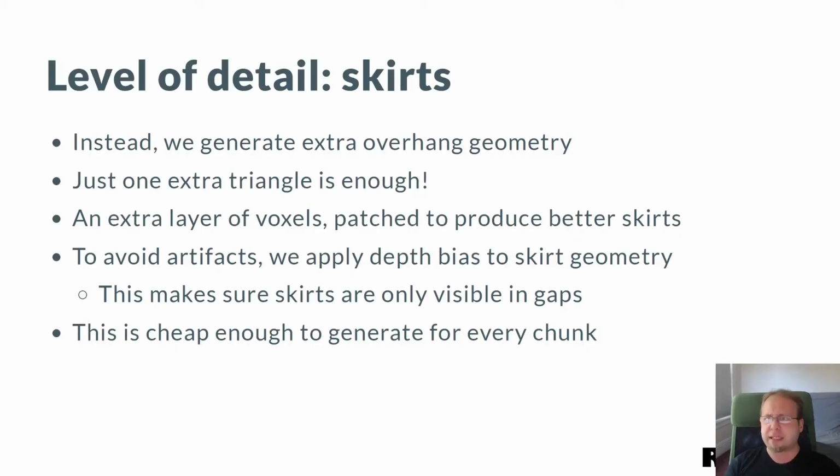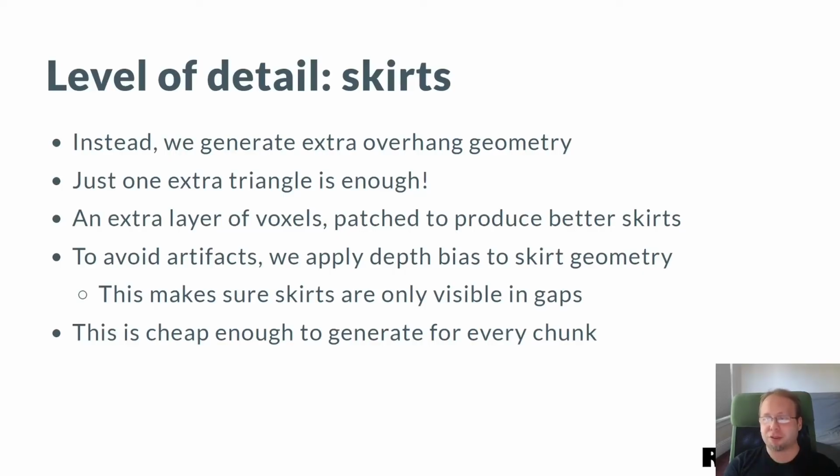This is a classical technique from the height map rendering world, where you generate extra overhang geometry for individual cells, and then hope that that will cover the gaps. For us, that just means one extra triangle, and we do this based on just one extra layer of voxels. We do some voodoo magic to patch up the voxels so that the geometry ends up being more reasonable. But fundamentally, the geometry in skirts is not very reasonable for us, but it doesn't matter as much because we use depth bias to hide it.